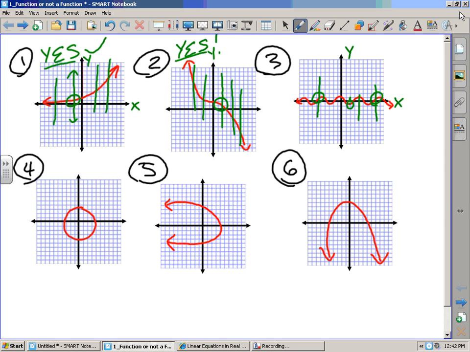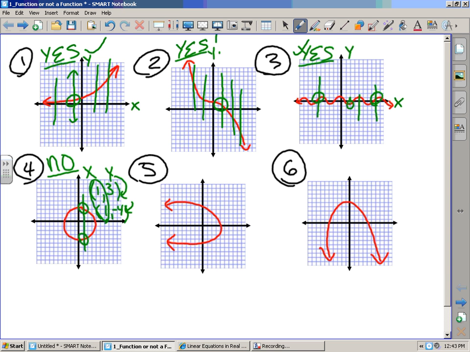Let's look at number 4. In number 4, we get to our first relation that is not a function. When you draw a vertical line through this relation, the line passes through the relation twice. So that means for the x value of 1, there are two different y values. There's a y value of approximately 3 and a y value of approximately negative 1. So since for the same x value we have two different outputs, number 4, no, it's not a function.